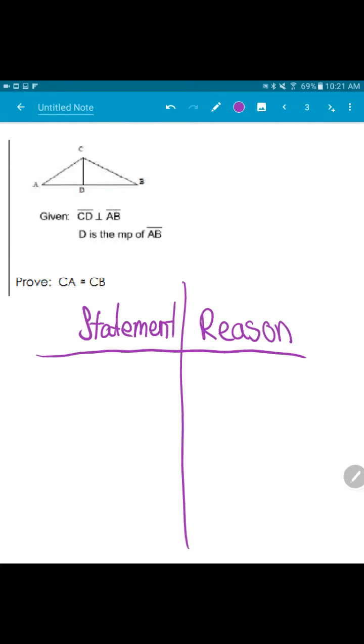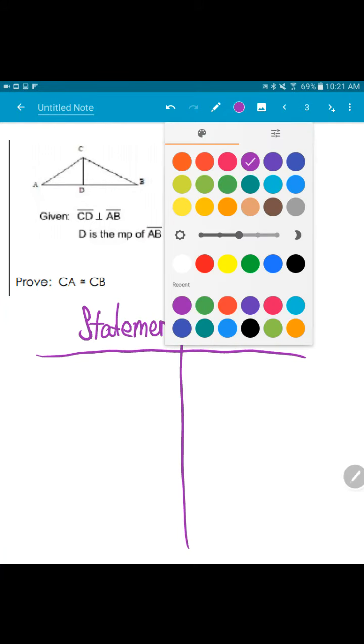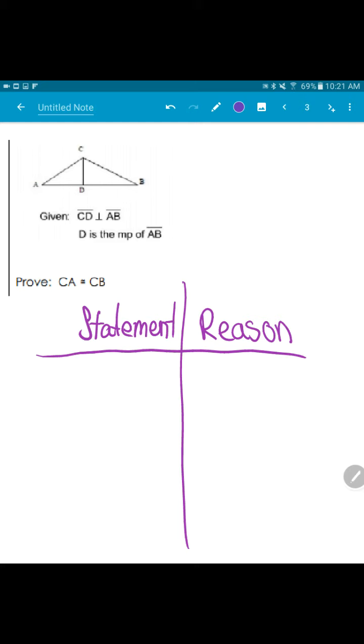Alright guys, this is to help you with problem number 2 on your sheet. First of all, you can see I've already got my statement and reason columns because you know that I'm going to need them. Our next step is always to look at what we've been given. Our first given is that CD is perpendicular, which is this symbol here, to AB.